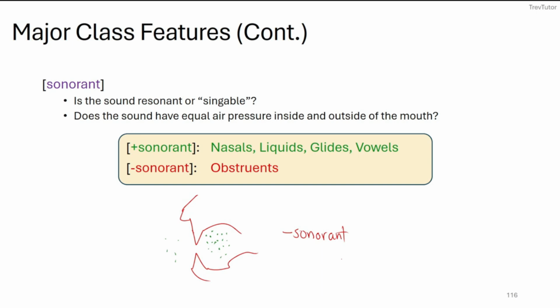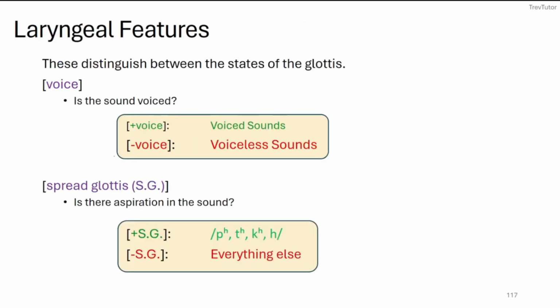With nasals, liquids, glides, and vowels, there is equal air pressure inside and outside the mouth, so these are plus sonorant. So I think this is the only major class feature that really requires some sort of memorization if you're not comfortable with feeling the air pressure differences inside and outside of your mouth.